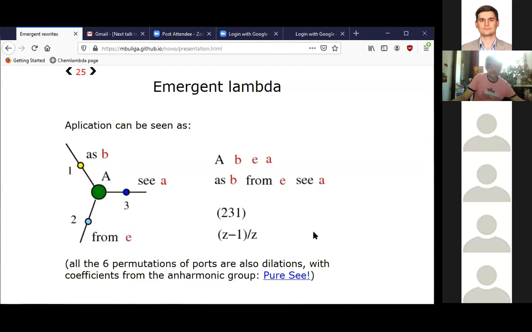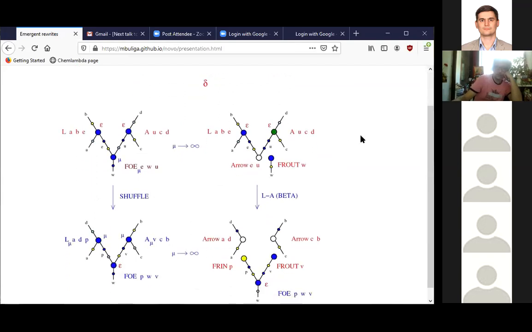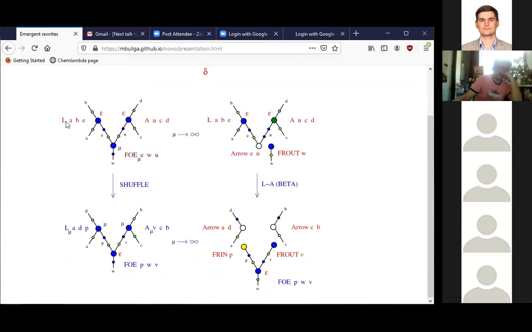The application is this, and the abstraction is this. And let me explain how it emerges. So ignore these annotations from something which is called chem lambda. If you go to pure C, you'll see. But look at this as the usual trivalent node. So this is the shuffle. The shuffle from epsilon changes to mu, you see, and B changes with C. So this is the usual shuffle.